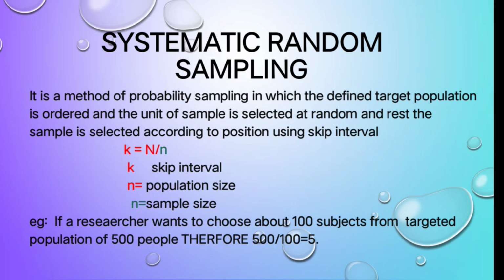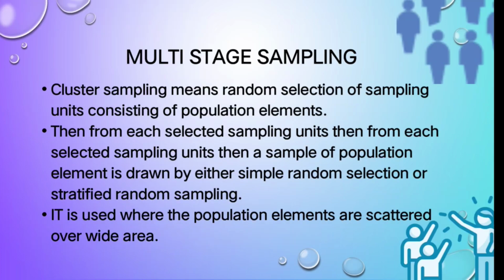For example, a researcher wants to choose about 100 subjects from a targeted population of 500. Therefore, I will divide 500 by 100, which is equal to 5. That means at each fifth interval, I will select the number. For example, first member, fifth member, 10th member, 15th member, like that. That is known as systematic random sampling.